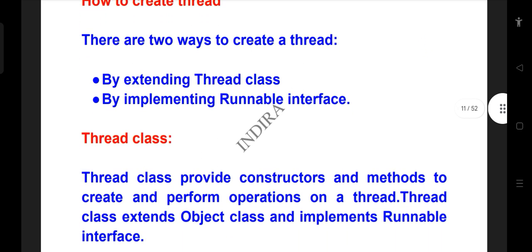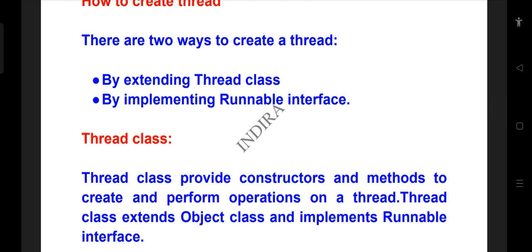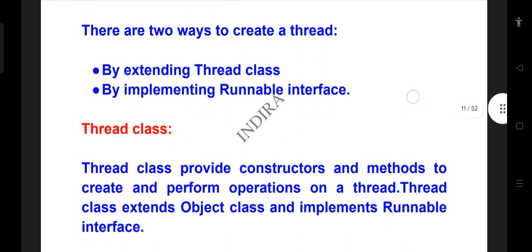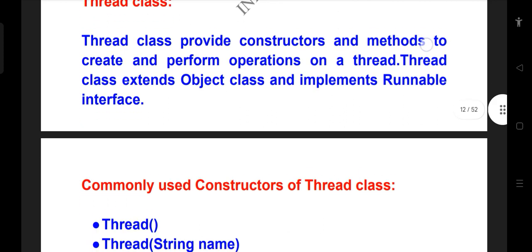Next, how to create a thread. There are two ways to create a thread: by extending the Thread class, or by implementing the Runnable interface. So in two methods we are going to create the thread, by extending the Thread class, and by implementing the Runnable interface. Here, what is an interface? An interface is nothing but an object, that means something which consists of objects is known as an interface. The Thread class provides constructors and methods. So in the Thread class we use constructors and methods to create the thread program.